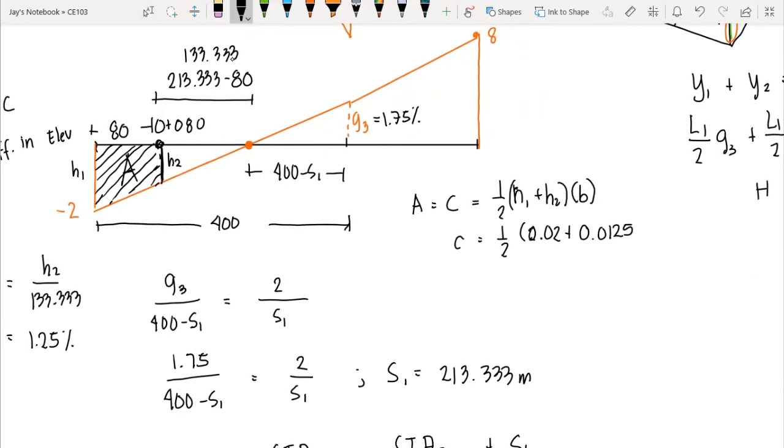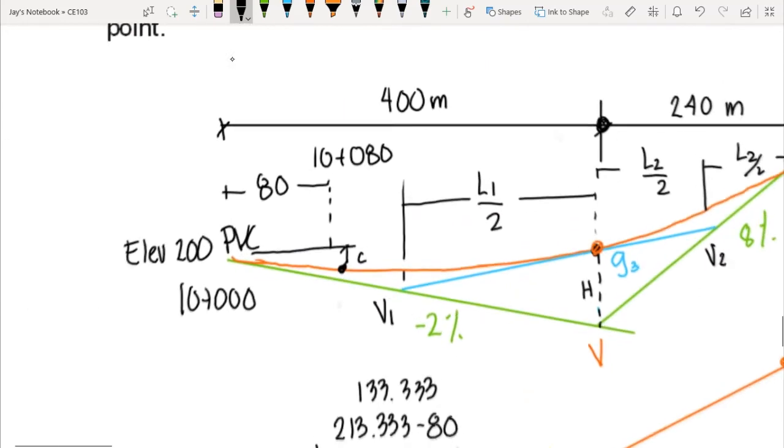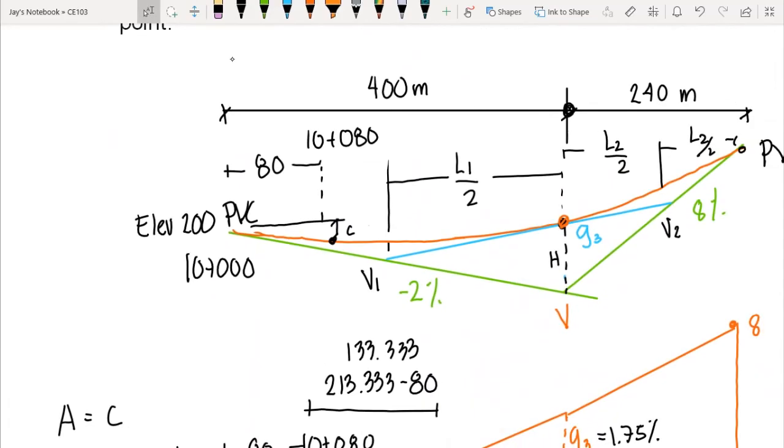So that means we have the height 2, which is plus 0.0125, okay, times the base. Again, our length is 80 meters. That is the length of our trapezoid. So we have a C here, which is equal to 1.3 meters. So that is the difference in elevation between PVC and the point of location of 10 plus 080.